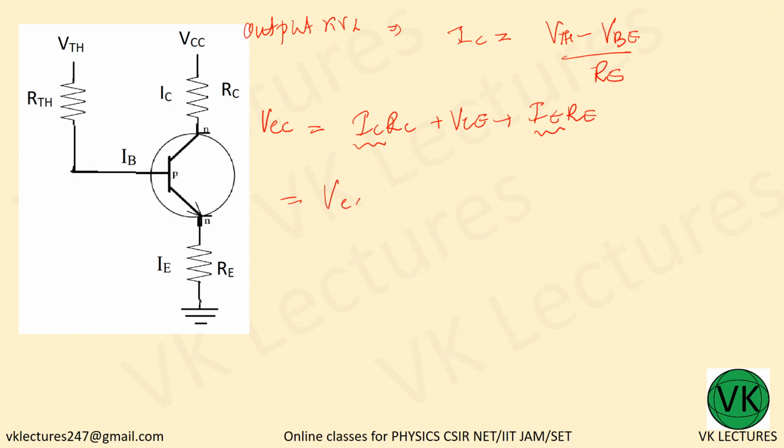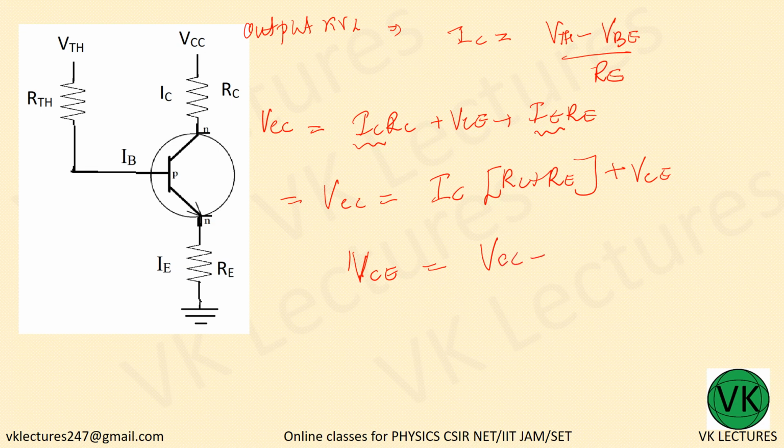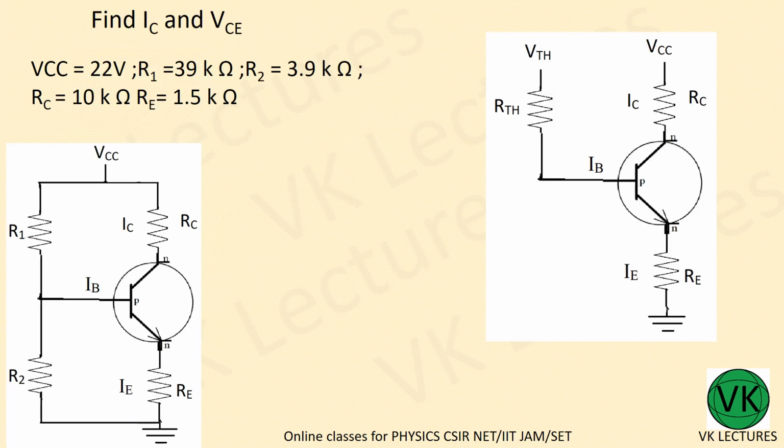So VCC equal to IC into RC plus RE plus VCE. Now what is VCE? VCE equal to VCC minus IC into RC plus RE. Now IC is nothing but this value. So our aim is to find out first VTH and RTH.